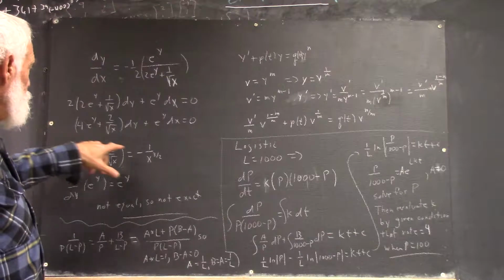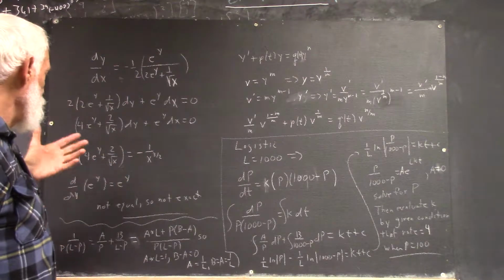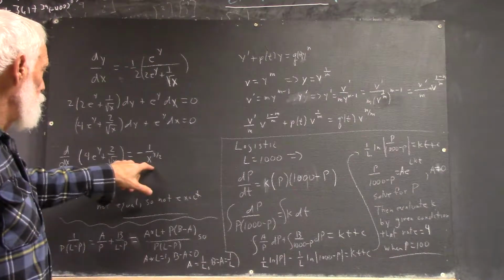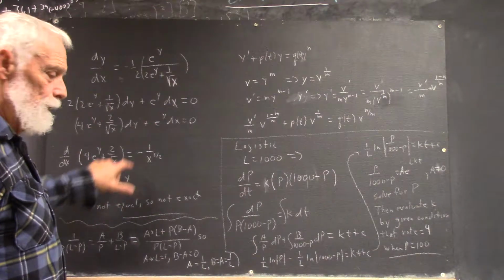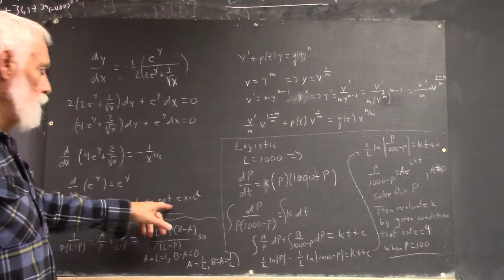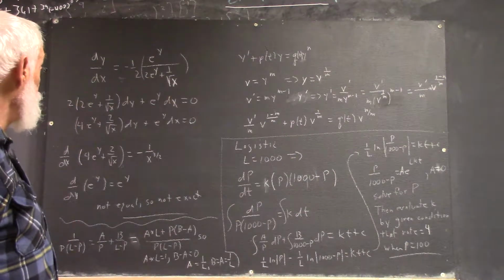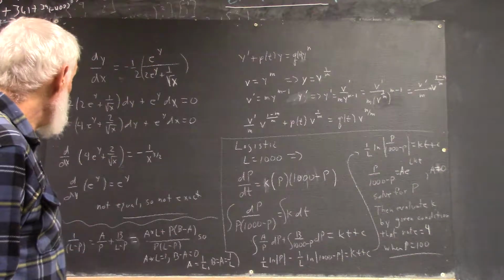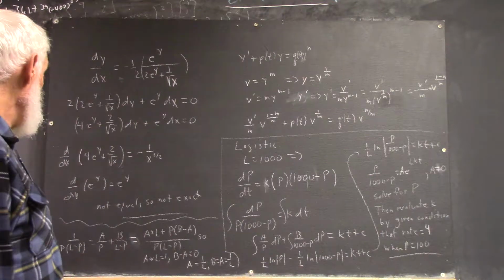First of all, I distribute the 2 here, and then take the derivatives. The x derivative of this is equal to -1 over x to the 2/3. The y derivative of this is e to the y, and they're certainly not equal. So this equation is not exact, and you're not going to find another method to solve it because it's not separable, it's certainly not linear. So you're kind of out of luck on this equation.